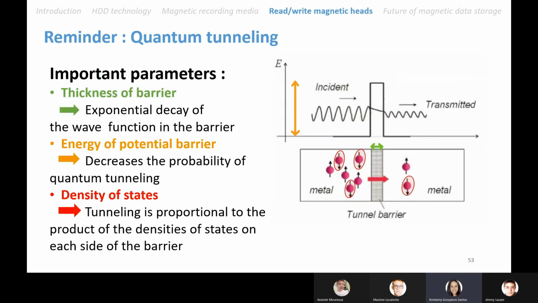There are different parameters that will influence if the particle is more or less likely to pass through the barrier. For example, it's quite intuitive to think that the thicker the barrier and the higher the potential energy barrier to overcome, the harder it will be for the quantum particle to go through it. Another important parameter that will be particularly interesting for TMR reading heads is the density of states. The tunneling effect is proportional to the product of densities of states on both sides of the barrier, which brings us to our next point.